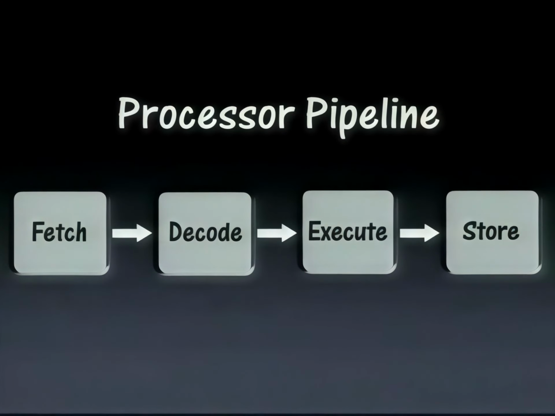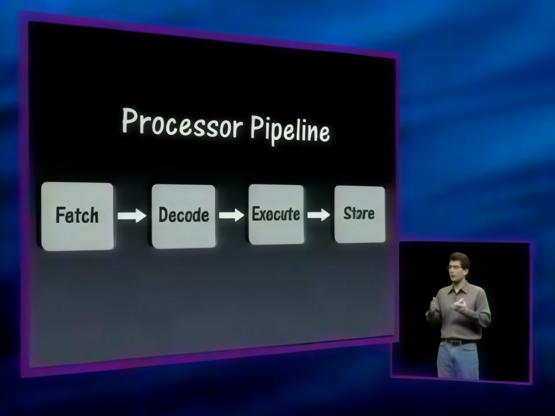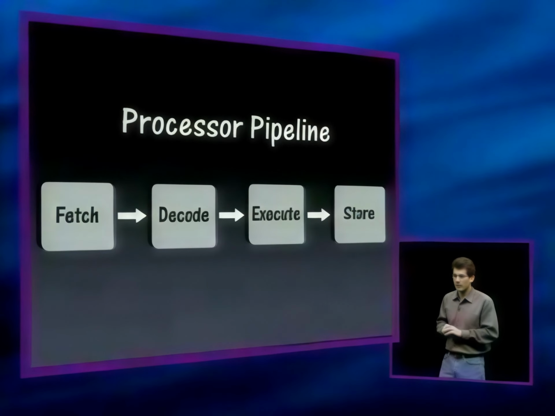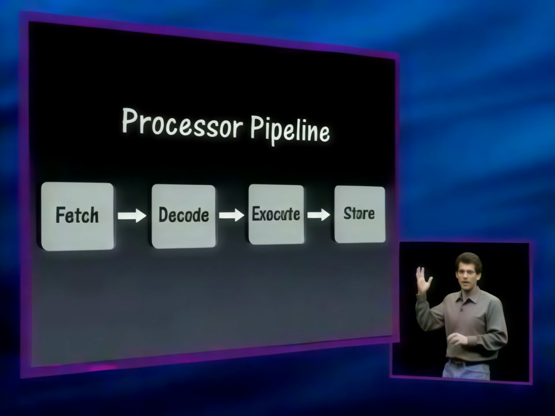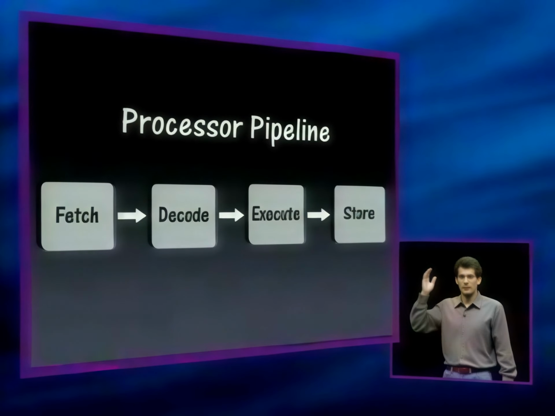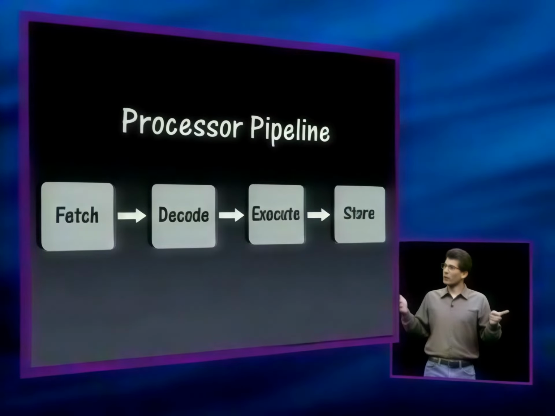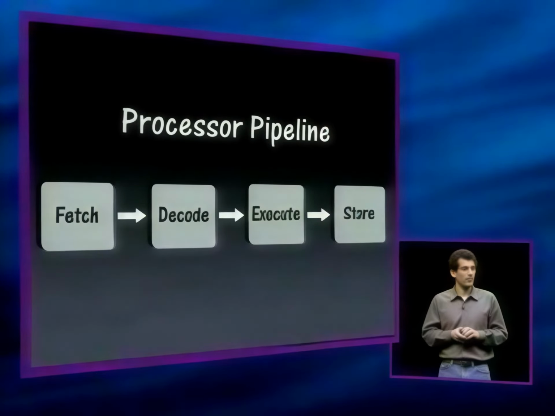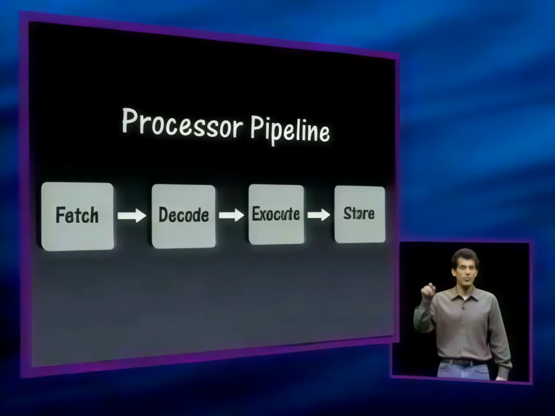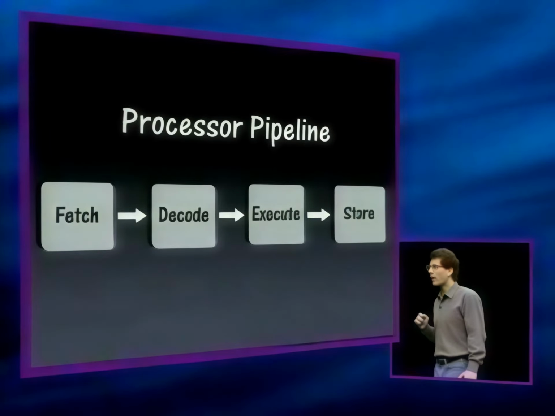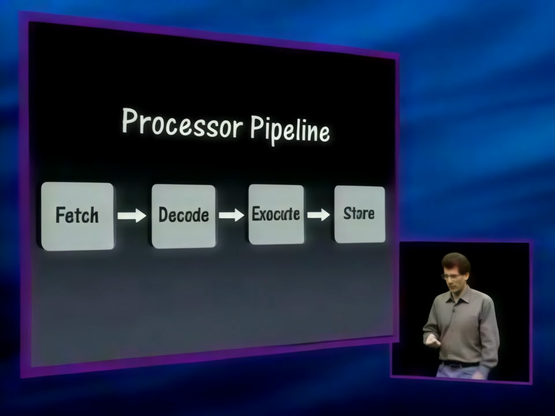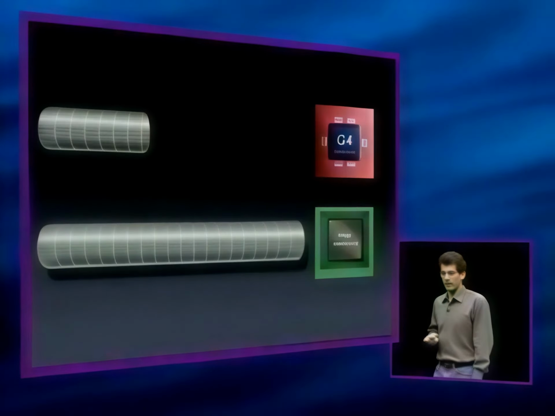So you're thinking, well, what's a pipeline stage? All processors execute instructions through their pipeline. This is a very simplified version of it. It's a 4-stage pipeline. Instruction gets fetched, decoded, executes, and the results stored. Now all the processors we're looking at have more pipeline stages than this, and they have 1 or more of these pipeline stages broken down into multiple pipeline stages. Let's look at an example of this.